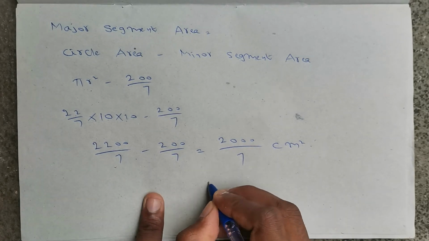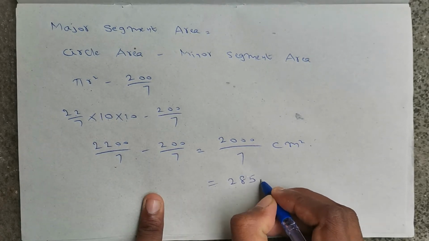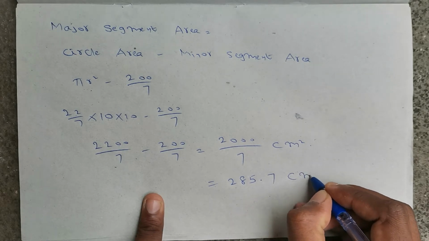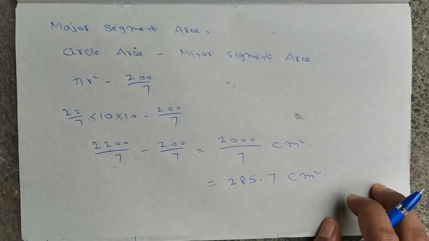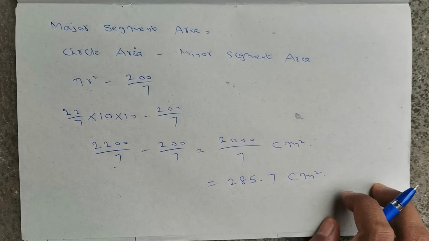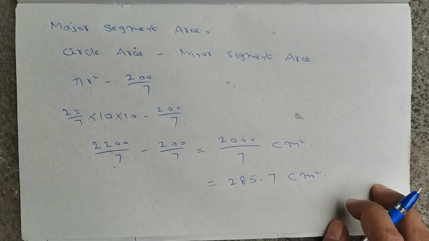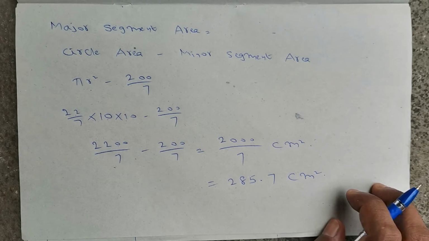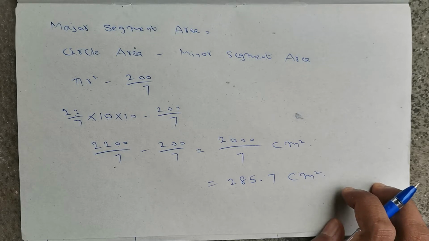If we write the decimal of this, 285.7 centimeter square. So we got the minor segment area as 28.57 and the major segment area as 285.7 centimeter square.